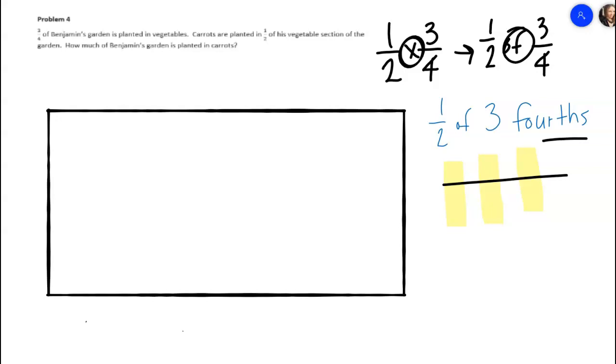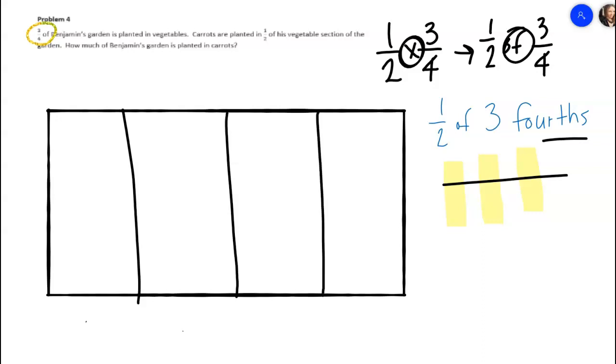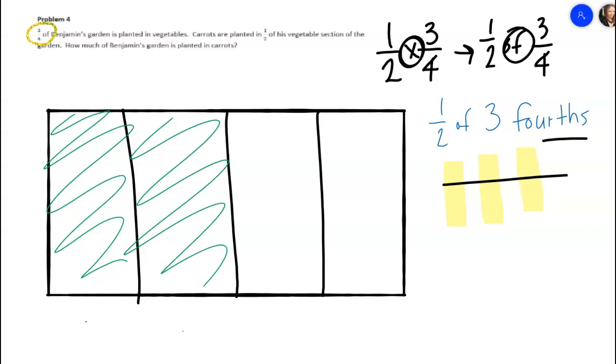So I've already drawn our garden outline, and it says that we are looking for 1/2 of 3/4 because only 3/4 of his garden is vegetables. Let's make his garden. We're splitting it into 4 parts. Not sure what he's got going in the other 1/4 part, but this is all veggie, veggie, and veggies.